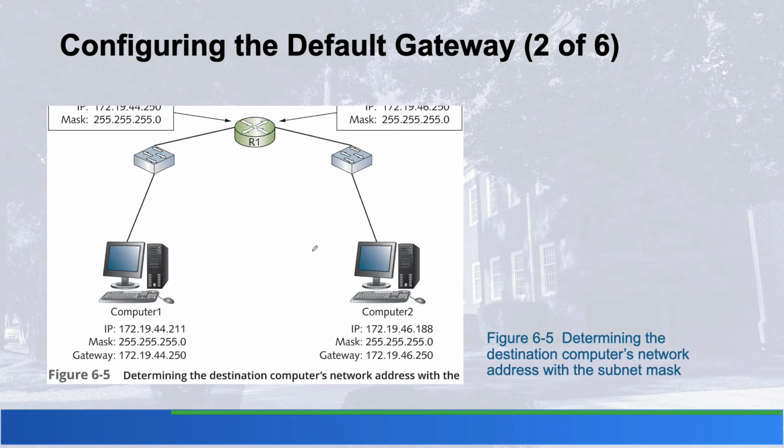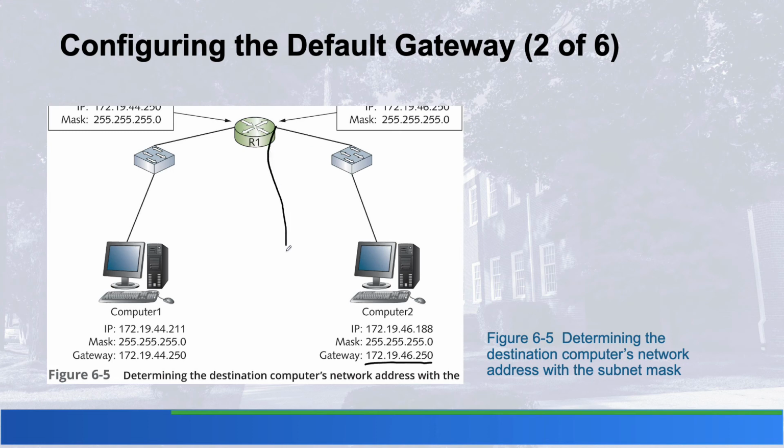So the default gateway is always going to be the closest router interface. The router's interface that is connected to the network where this computer is, the IP address is 172.19.46.250. That is going to be your default gateway. That's how you figure out what your default gateway is. So the IP and net mask we've already talked about. The gateway is always going to be the IP address of the router interface that's connected to the closest network. And the default gateway is going to be the way out of your network.